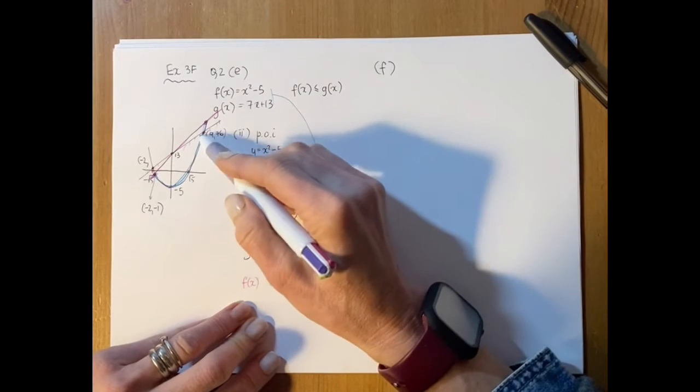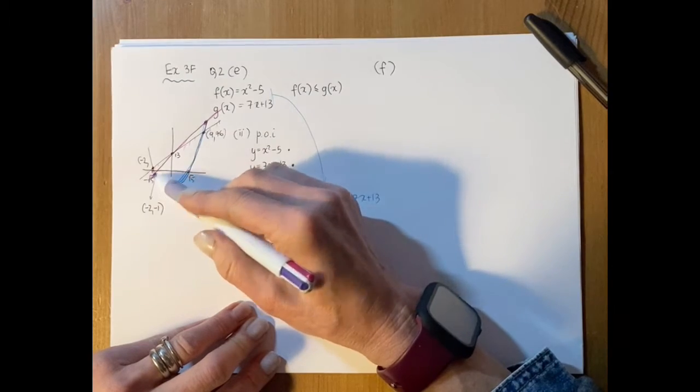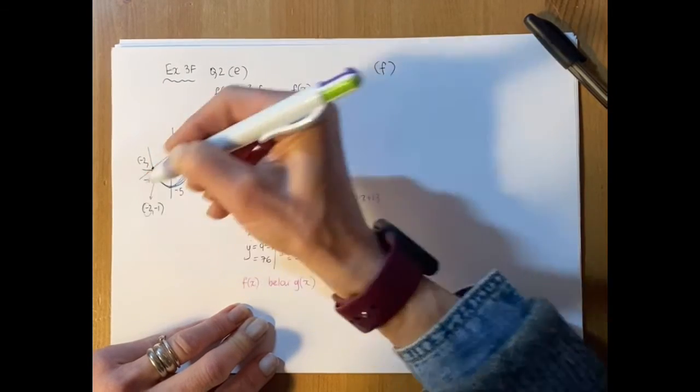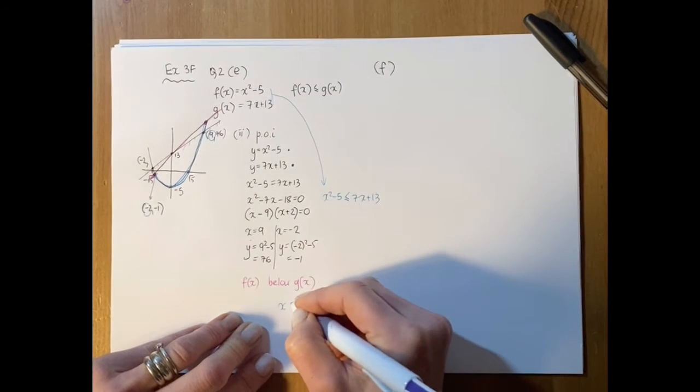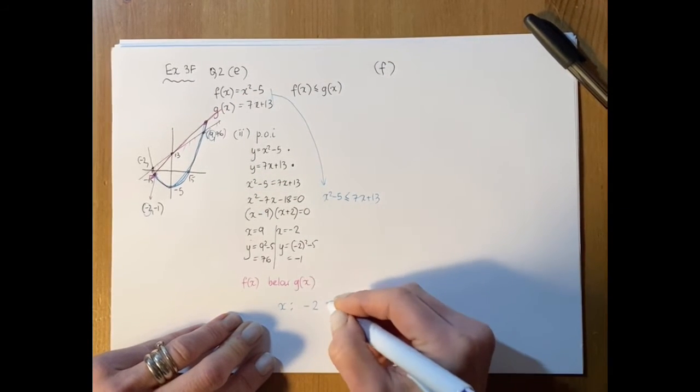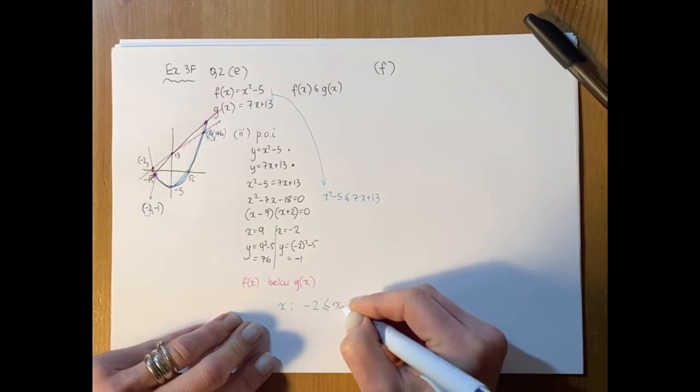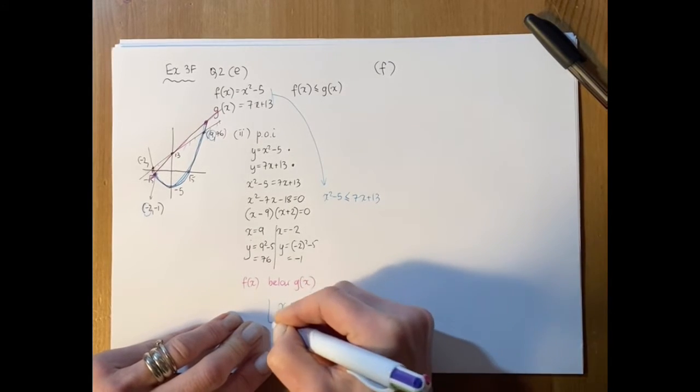But from the graph, you could say that this happens for all the values between minus 2 and 9. So it happens for x's such that x is between minus 2 and 9. There you go.